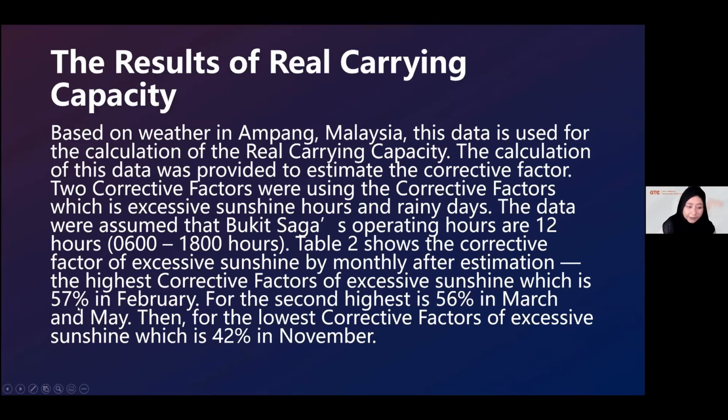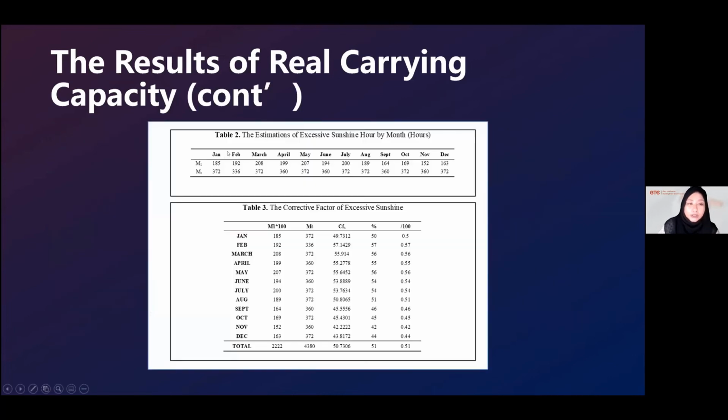Okay, so the findings show that in February we have excessive sunshine with 57%, and in March 56%. However, during November, we have lots of rain. Only 52% accessible time for the trails, right? So this is the result. Okay, this is the factor.